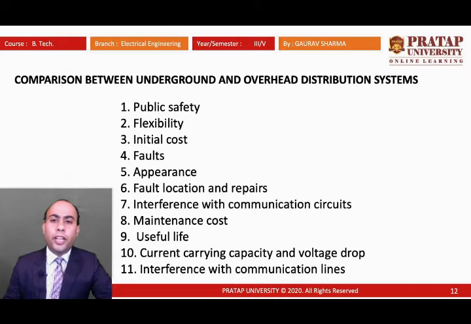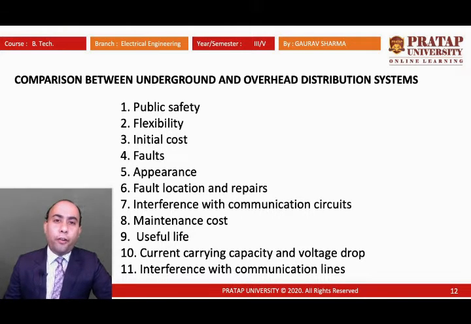When we go for the initial cost, obviously for the underground system it is too high, because we have to dig out, create a cable trench, and by the process we have to lay a cable in the trench and bury it, and we have to take additional safety measures for that. So as per that, the underground system is costlier than the overhead system.